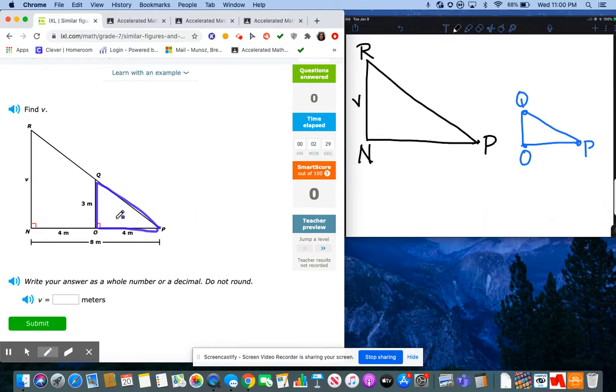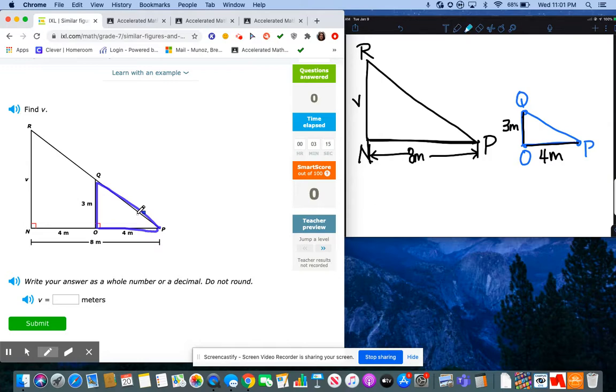Now I'm going to write the dimensions of these two triangles to solve the missing side. V is what's missing. The long side, NP, is 8 meters. For the little triangle, this side is 3 meters, and the bottom side is 4 meters. It says to write your answer as a whole number or a decimal, do not round.